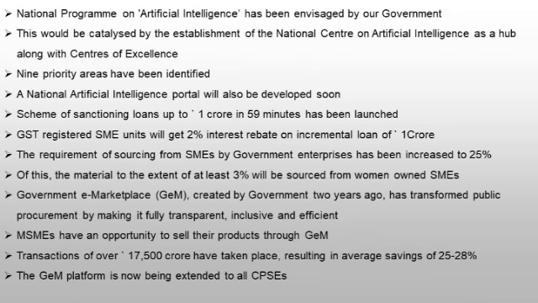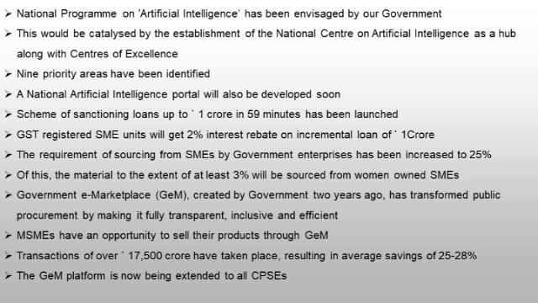Then the government has set up a national program on artificial intelligence, and the government is promising it will create a national center on artificial intelligence along with centers of excellence. And friends, this government has identified 9 priority areas, and a national artificial intelligence portal will be developed.